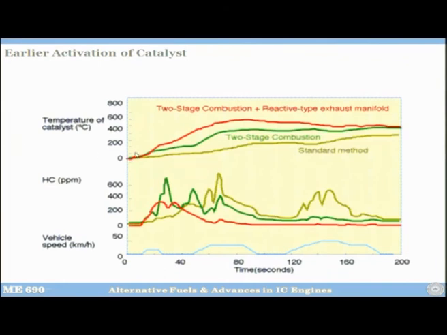So, it will start rising, but at a very slow rate, and then after some time it will warm up. You see here 200 degree centigrade is obtained almost 160 seconds into the driving, 2.5 minutes or 3 minutes. Okay. Then if you look at the HC emissions, as soon as you start, the HC emission starts rising, and HC emissions are controlled only here after about 180 seconds. Okay. So, for 180 seconds you are getting full blast HC emissions, no control.